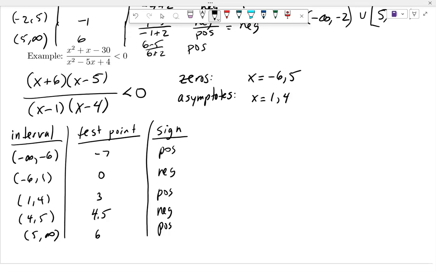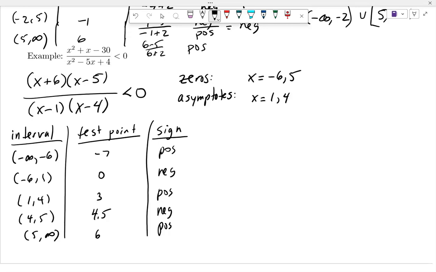You happy with those? Test points, you might have different test points. These are the ones I picked. Doesn't matter what you pick, as long as you pick something in an interval, you're good. Okay? Those just happen to be the ones I picked.